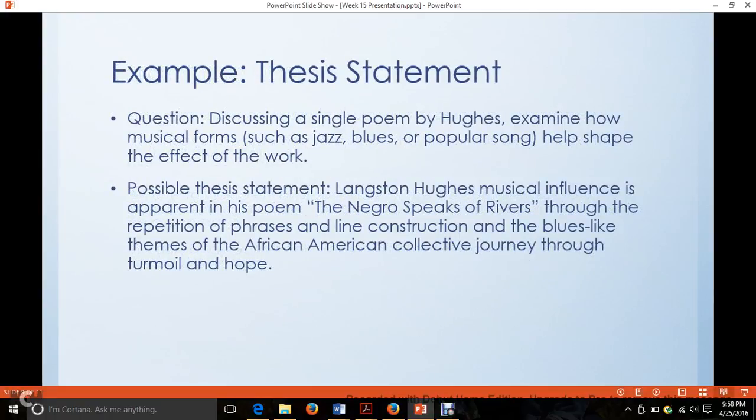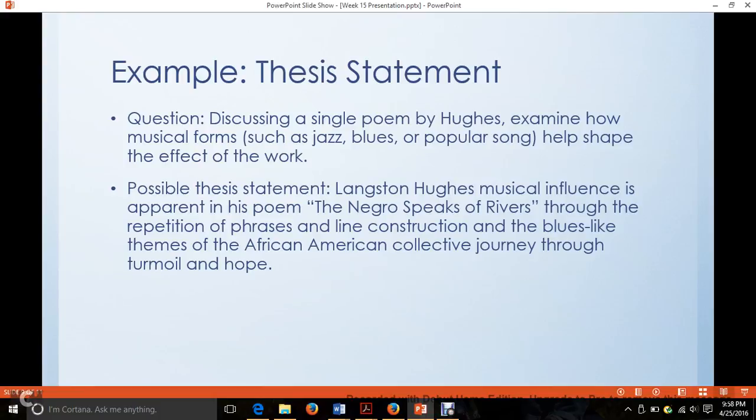So I took a question from the text about Langston Hughes, and the question is, discussing a single poem by Hughes, examine how musical forms, such as jazz, blues, or popular song, help shape the effect of the work. So with that, I came up with this thesis statement. Langston Hughes' musical influence is apparent in his poem, The Negro Speaks of Rivers, through the repetition of phrases and line construction and the blues-like themes of the African American collective journey through turmoil and hope.